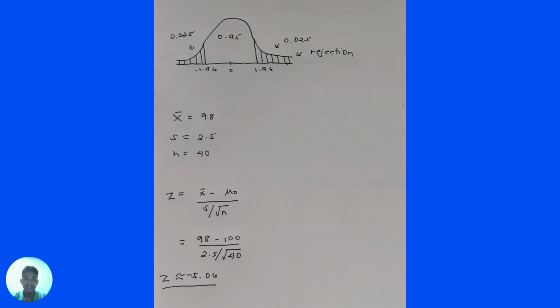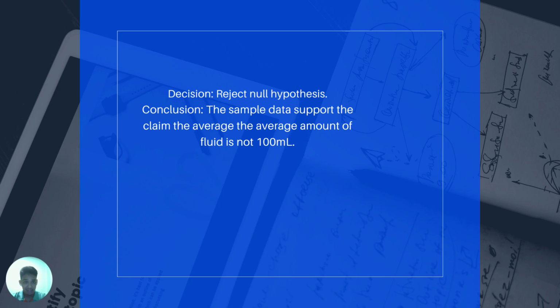Since negative 5.06 belongs to the shaded region, or the rejection area, this tells us that we should reject our null hypothesis. We could say that with a 95% level of confidence, we cannot accept the null hypothesis that the average fluid dispensed by the machine is 100 milliliters. So at 95%, we conclude that the machine is not working properly. Our decision is to reject the null hypothesis. Our conclusion: the sample data support the claim that the average amount of fluid is not 100 milliliters.